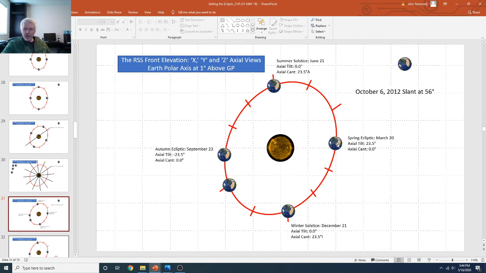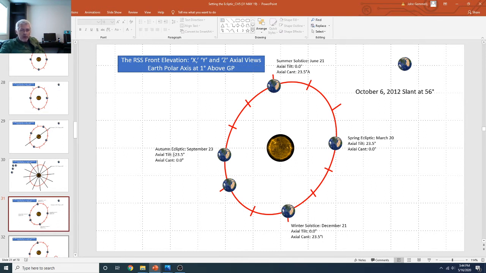Now over here on the right side of my screen, you've got spring ecliptic, March 20. Axial tilt is 23.5 degrees. Axial cant is 0. Notice the axial tilt and the axial cant change. They swap places. That's how it works. And then you go over here to the autumn ecliptic, and you have September 23rd.